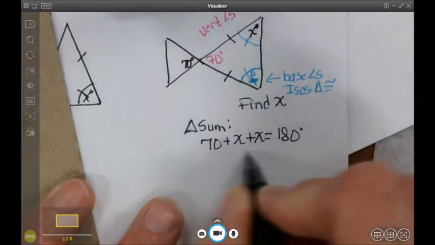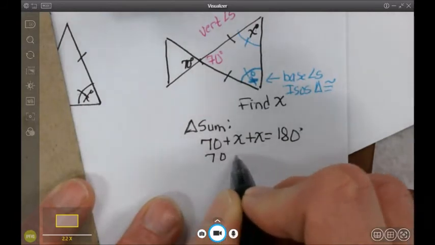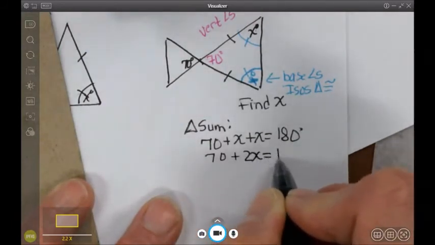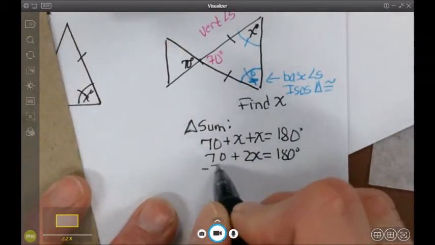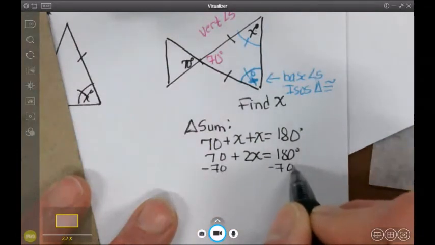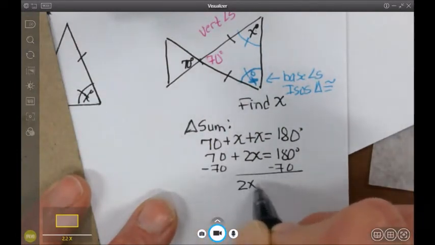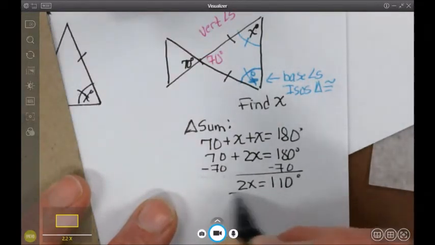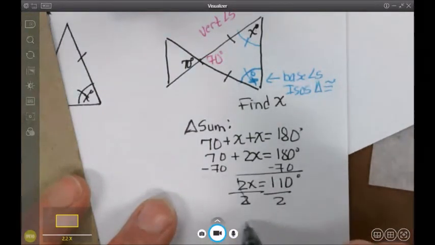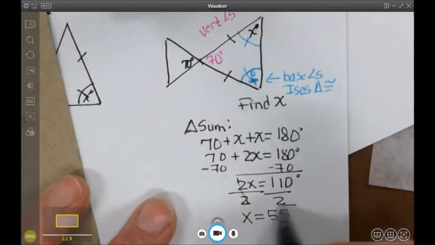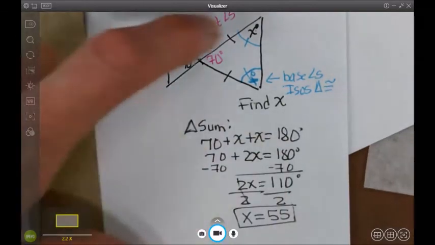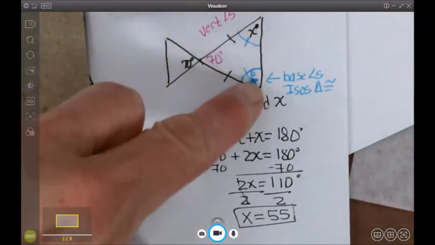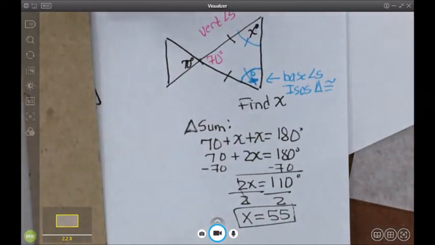All right, so solving this, I'm going to simplify this left-hand side. 70 plus 2x is equal to 180 degrees. I'm going to subtract 70 on both sides. So 2x is going to equal 110. And when I divide both sides by 2, I get x to be 55. You can always plug 55 back in here and double check and make sure that 55 plus 55 plus 70 does indeed equal 180 degrees.